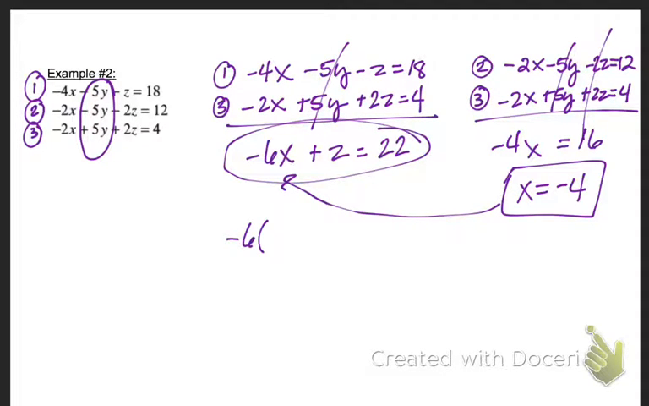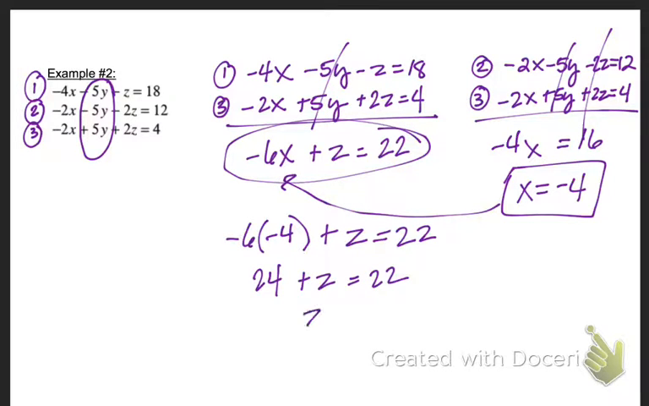So -6 times -4 plus z equals 22. And then I can actually get z in here. So 24 plus z equals 22. So z ends up being -2. Well, that just kind of took out a step for us because we didn't have to go through the whole substitution elimination thing again like we did on the first problem because two of the variables got eliminated. So now we have x and z, and then we can choose any of them to solve for y.